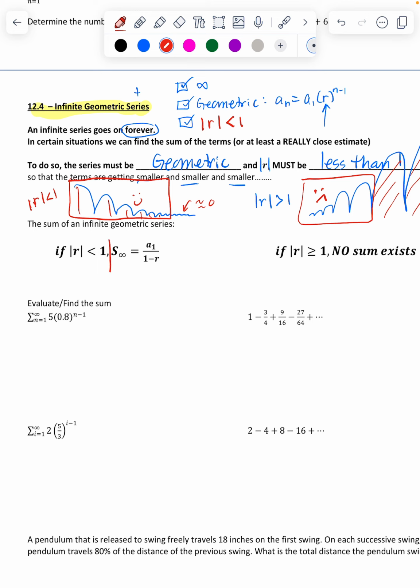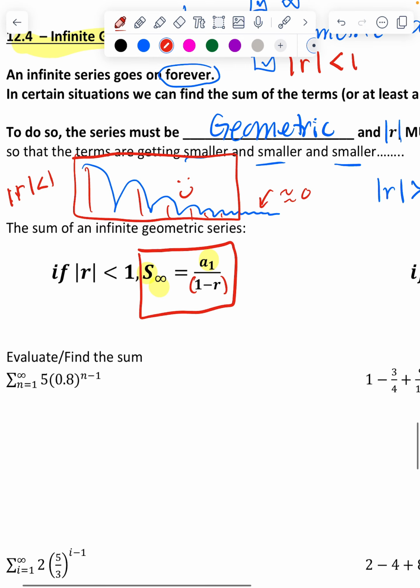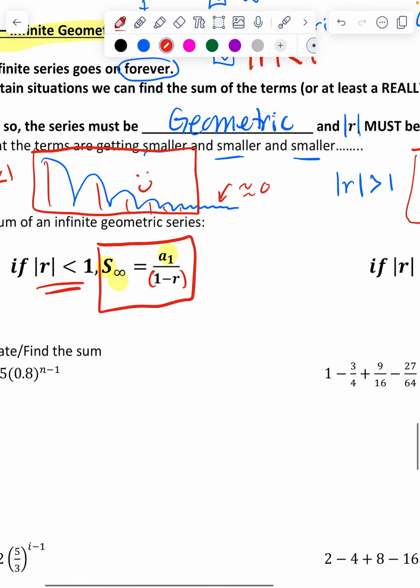This is our new formula, and you're going to see it on your pink sheet. And this is only for when you're going to infinity, which is why it says the sum of an infinite number. All you need to know is the first number in the list, and then on the bottom, one minus the ratio. Keeping in mind that if you do it on your calculator, you'd want to have that in parentheses, and that your ratio has to be less than one.